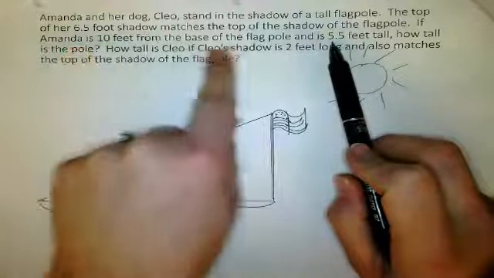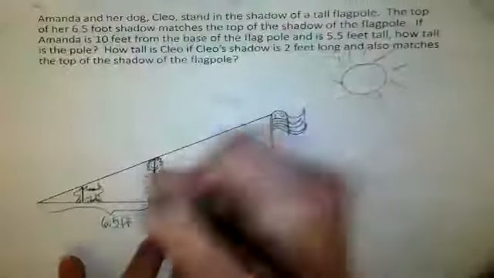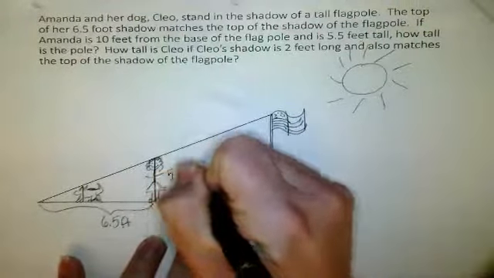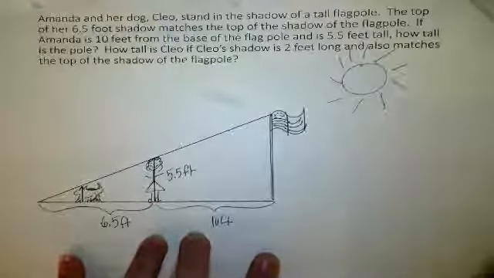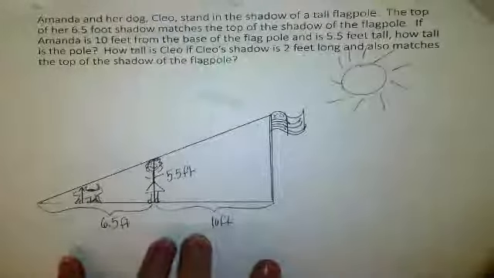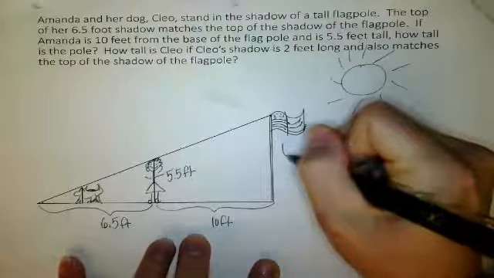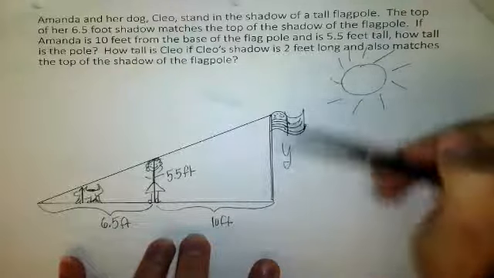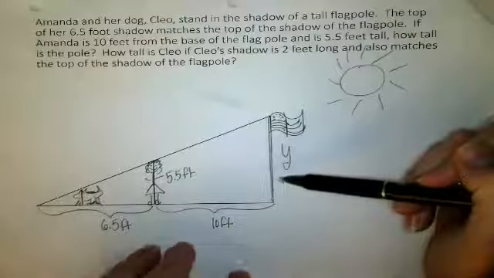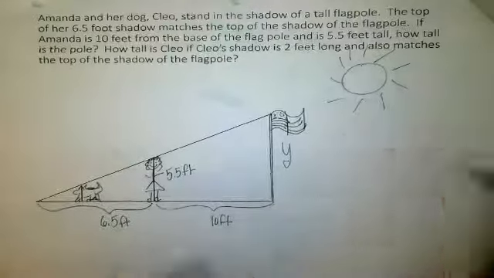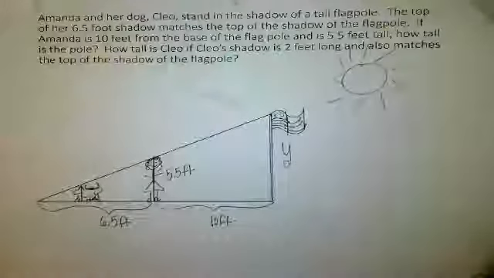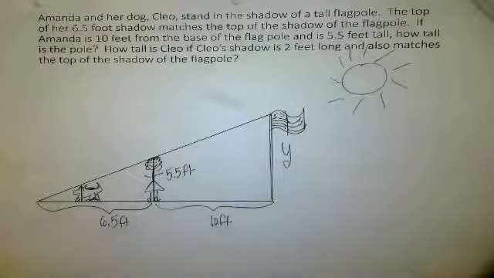I am 10 feet from the base of the flagpole, and I am 5.5 feet tall, which is accurate also. And I want to know how tall is the flagpole. I'm going to call that Y, because it is a vertical line like my Y-axis. Ladies and gentlemen, how can we solve for Y?